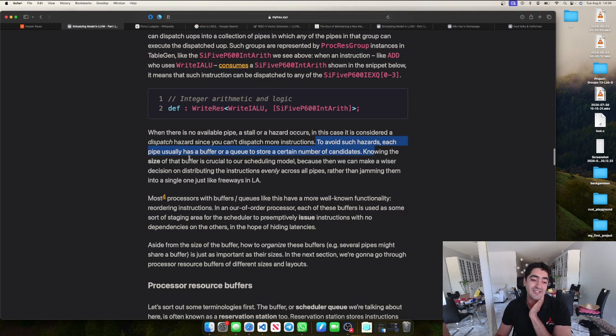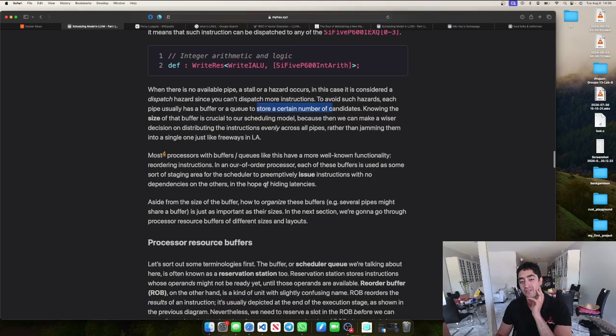To avoid such hazards, each pipe usually has a buffer or a queue to store a certain number of candidates. Knowing the size of that buffer is crucial to our scheduling model, because then we can make a wiser decision on distributing the instructions evenly across all the pipes.